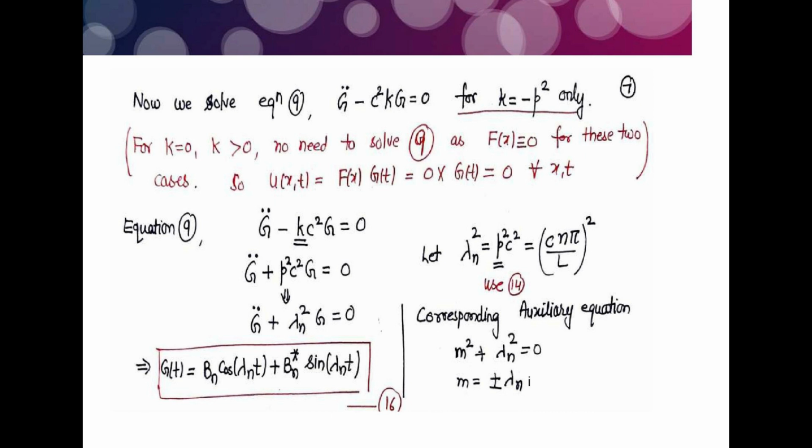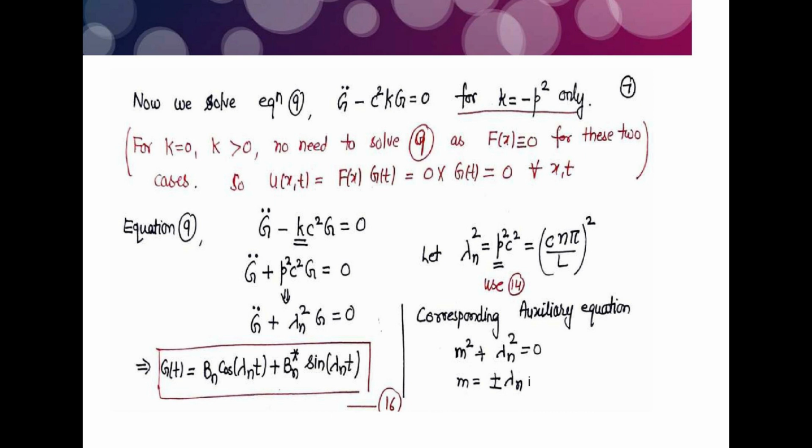So in equation number 9, we put the value of k as minus p square. So finally we have equation number 9 as g double dot plus p square c square g equal to 0. Now the coefficient of g is p square c square. Let us define a new parameter lambda n, because p is taking values n pi over L, so I am denoting that by lambda n. So lambda n square is p square c square. Put the value of p, which is n pi over L. I am using equation number 14 to put the value of p. So finally equation 9 is given by g double dot plus lambda n whole square g equal to 0.